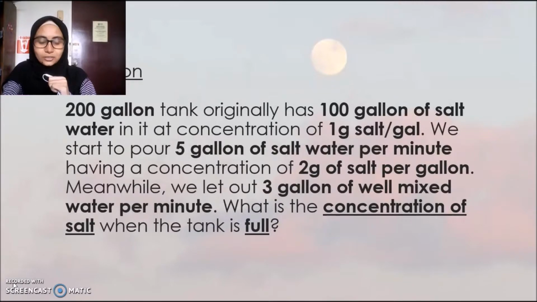Okay, I'm going to read the question that I have chosen. The question is: a 200-gallon tank originally has 100 gallons of salt water in it at a concentration of 1 gram salt per gallon. We start to pour in 5 gallons of salt water per minute, having a concentration of 2 grams of salt per gallon. Meanwhile, we let out 3 gallons of well-mixed water per minute. So the question is, what is the concentration of the salt when the tank is full?